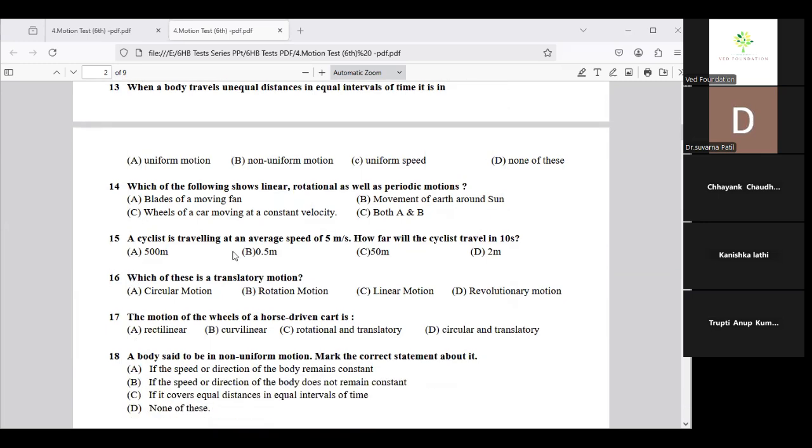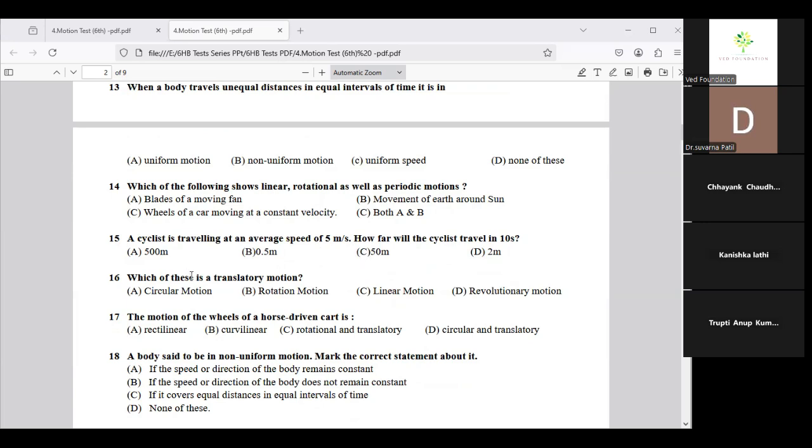A cyclist is traveling at an average speed of 5 meters per second. How far will the cyclist travel in 10 seconds? So speed is 5 meters per second, which means in 1 second, 5 meters. So in 10 seconds, 50 meters. 5 tens are 50. So the correct answer is option C.